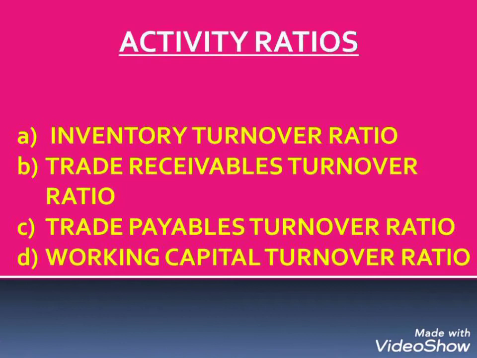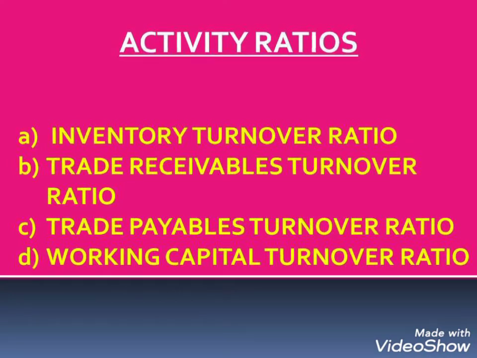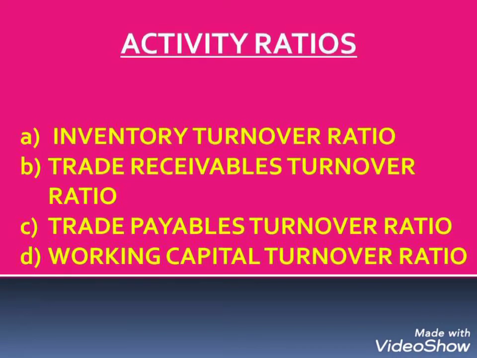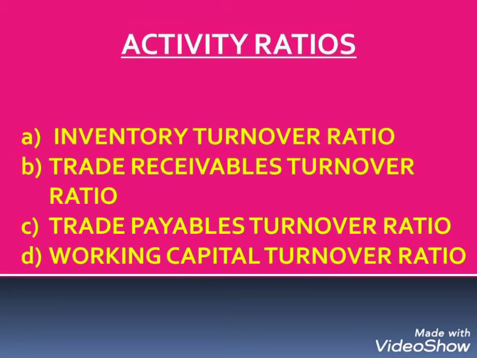The activity ratios are mainly classified in these categories: inventory turnover ratio, trade receivables turnover ratio, trade payables turnover ratio, and working capital turnover ratio. We have to calculate all these four types of ratios under the activity or turnover ratios. Now, first of all, we will go through the calculation part of inventory turnover ratio.